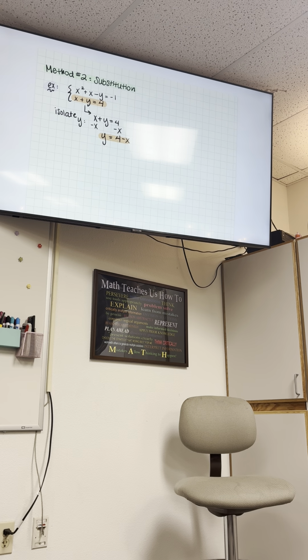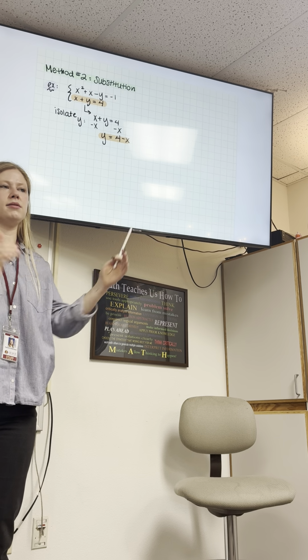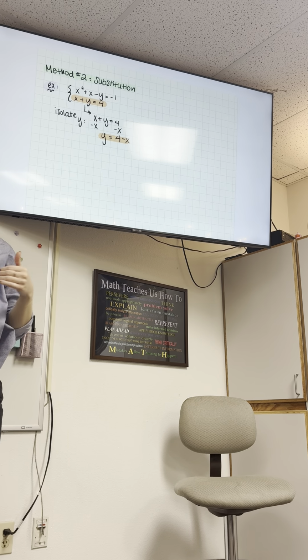Now I'm saying it makes more sense to isolate y because if I were to isolate x and then plug whatever that quantity is into the first equation, it would have to go in two places, whereas if you just isolate y, it's only going in once, and it's for the y value. So now we're going to take this quantity of 4 minus x, and we're going to plug it in for the y value here. So here's what that's going to look like.